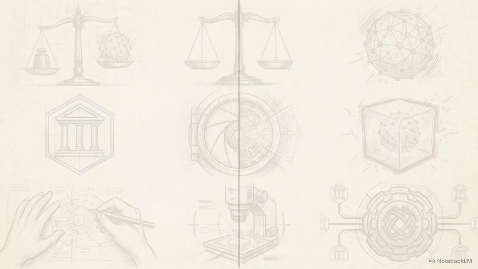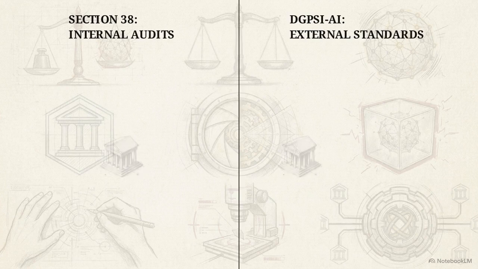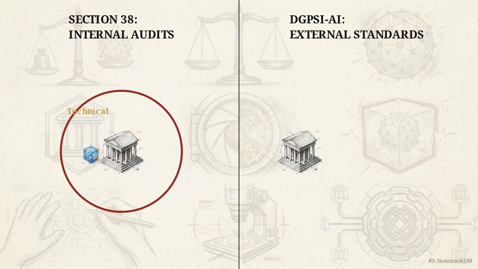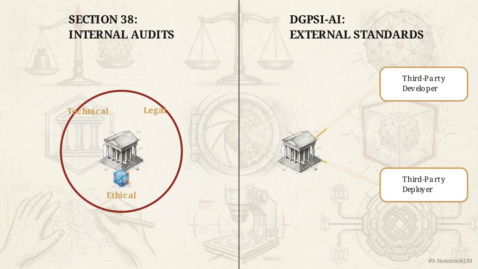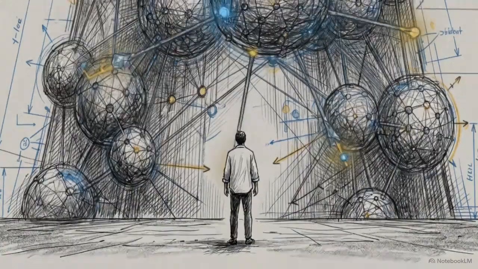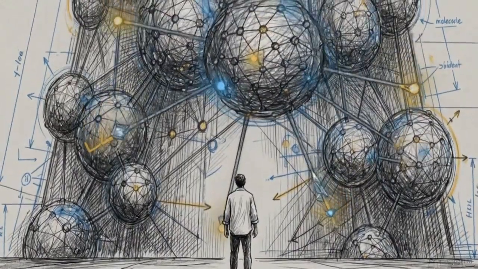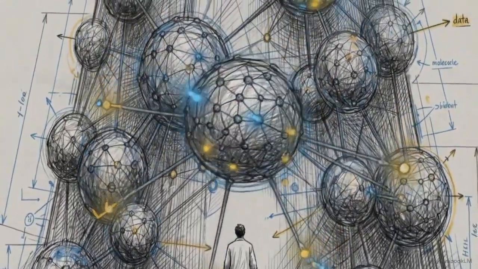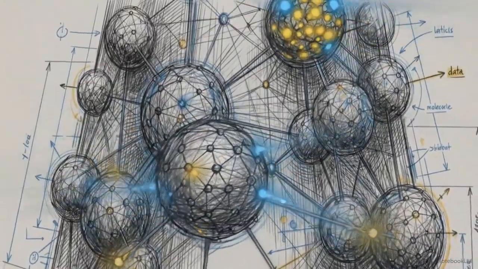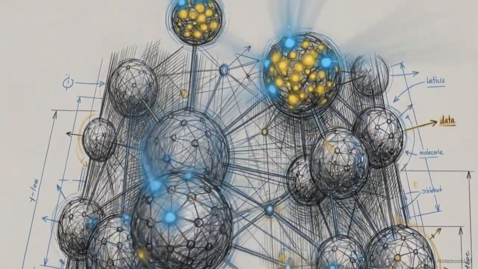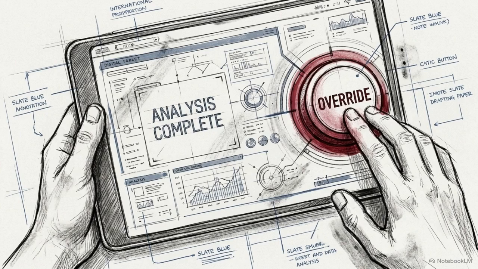This side-by-side comparison shows how this requirement deviates from industry standards. On the left, Section 38 isolates the audit process internally. On the right, the DGPSI AI framework mandates independent third-party audits at both the developer and deployer levels. Prohibiting external audits ignores established safety benchmarks, placing the entire burden of verifying complex neural networks squarely on internal court staff.